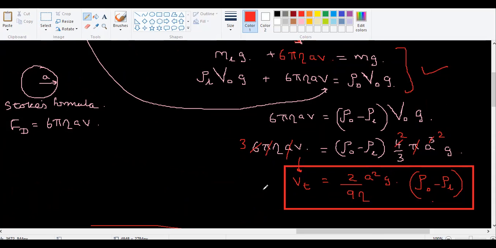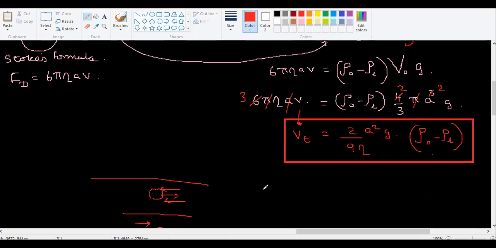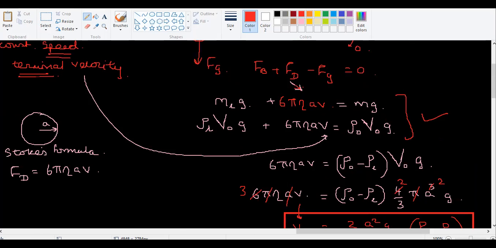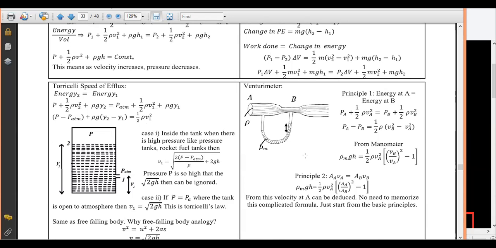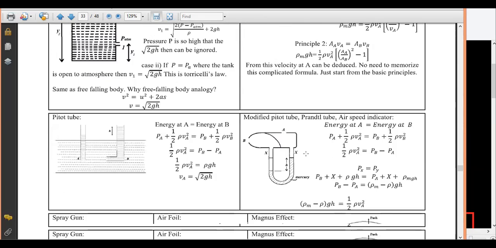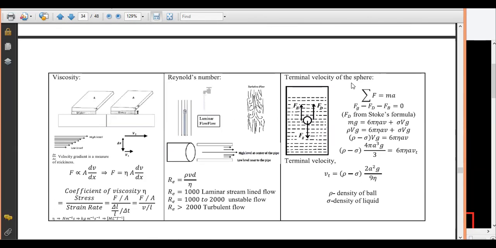Okay, so it's already late, 8:50, so I'm going to stop here. So it's already 3 pages completed, 3 main topics completed: fluid statics, fluid dynamics, and viscosity. Right, this is an important derivation which we saw today. This one, terminal velocity of a sphere falling through a viscous liquid.